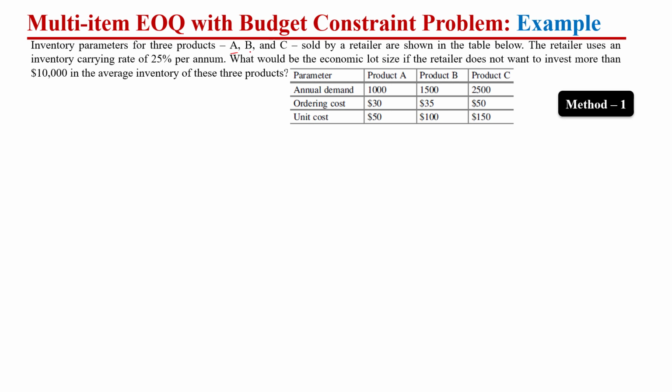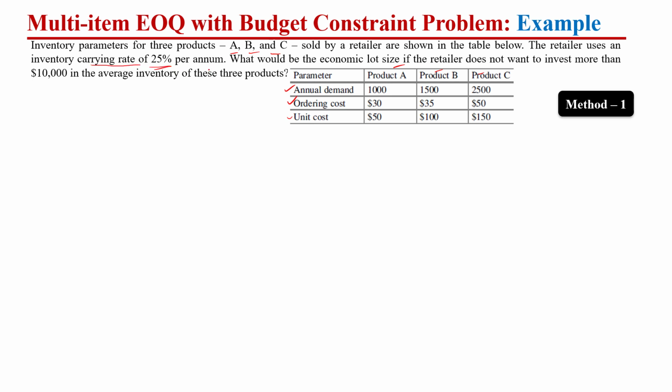So let's say we have three products, A, B, and C. These are the three products. The annual demand for the three products we have forecasted. That is the ordering cost for every order of that particular product. We have the unit cost. We have the inventory carrying cost, you can say the interest rate.